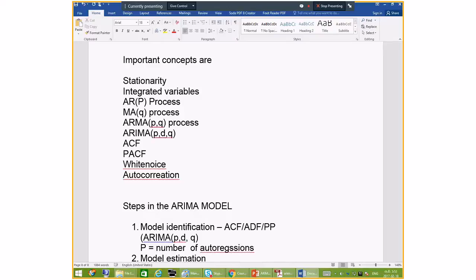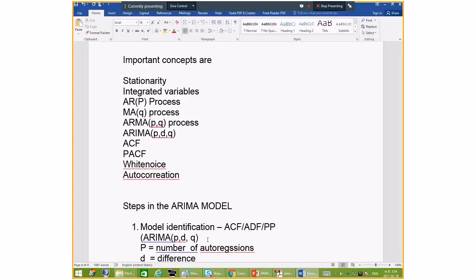Number of autoregressions. D means number of differences, the first difference. If it is first difference, we use 1. If it is second difference, we use 2. If it is levels, we use 0.